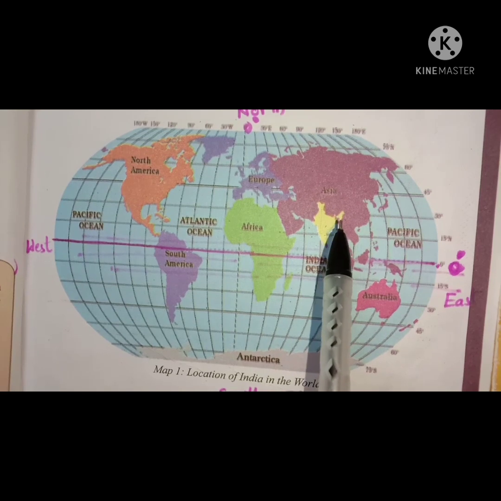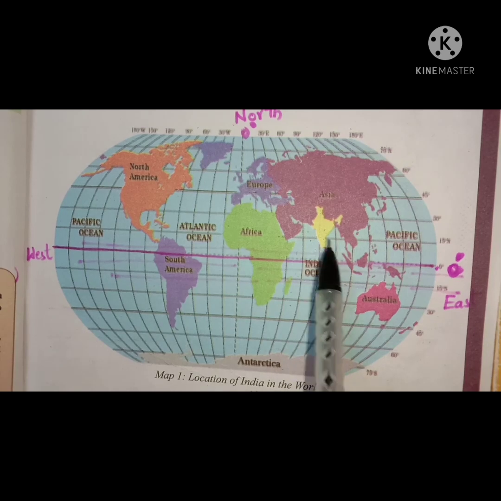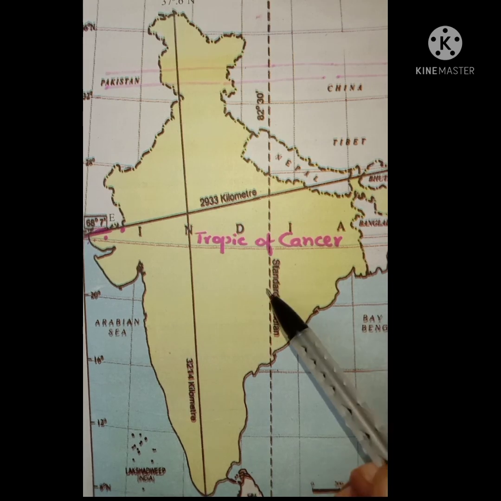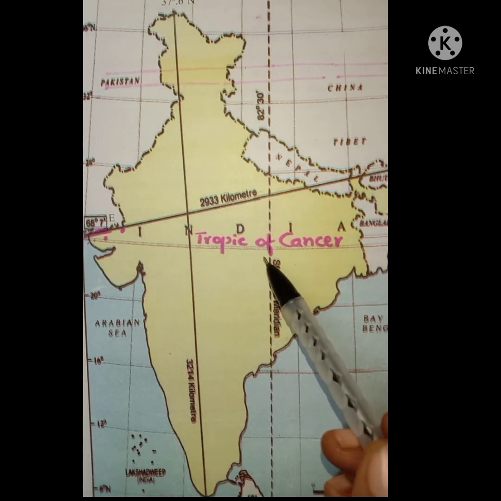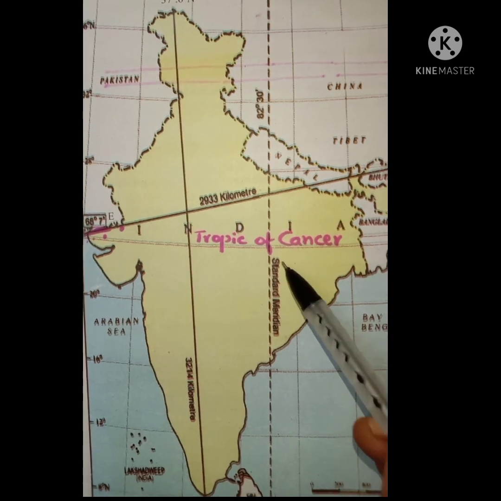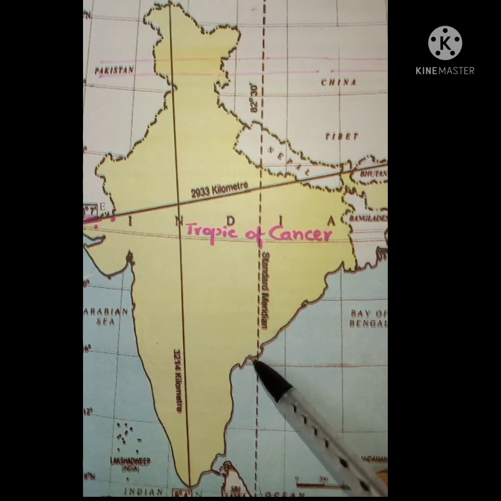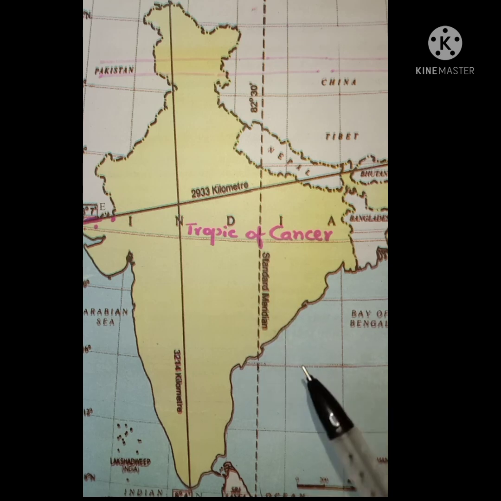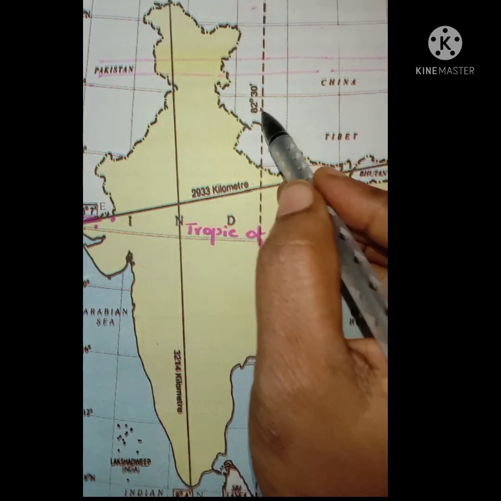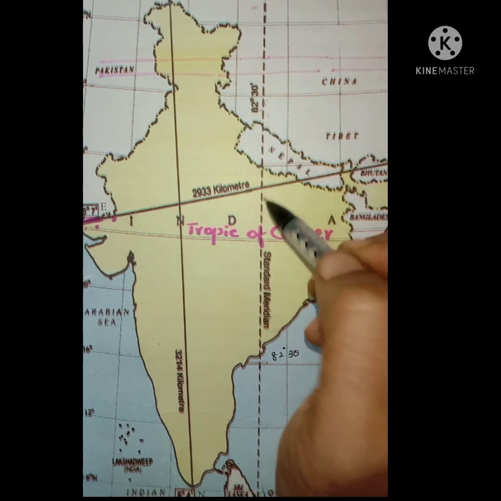So it is surrounded by oceans on 3 sides here. Understand, children? Page number 3. Look at the map of India. Here 82 degrees 30 minutes eastern longitude, which means IST, is the central longitude of India. This has been taken as the standard meridian.